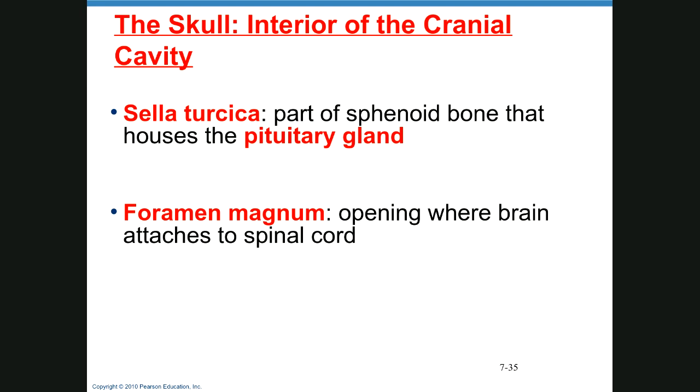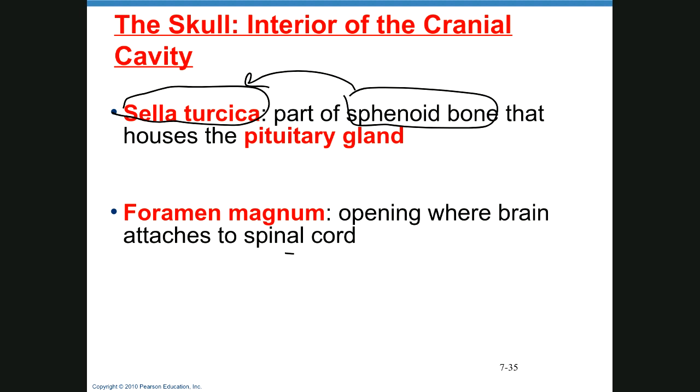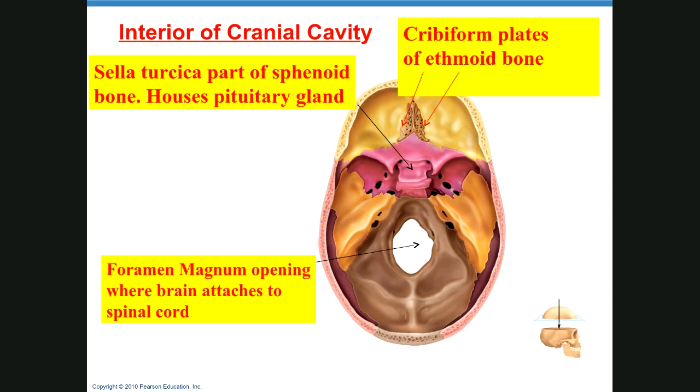Another important feature of the bones of the skull is the bone that houses the pituitary gland. The bone is the sphenoid. The feature of the bone where the pituitary gland sits is called the sella turcica. Another important feature is the foramen magnum, which is the huge opening where the brain attaches to the spinal cord, and the spinal cord travels through the foramen magnum. So this huge opening is the foramen magnum.